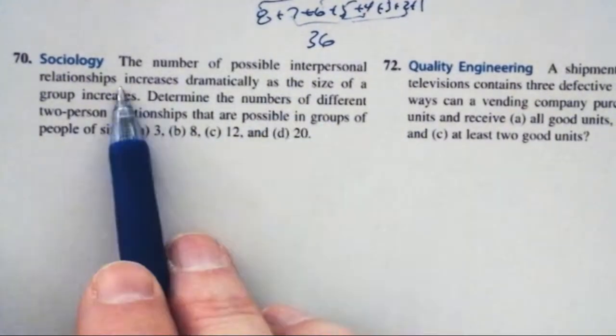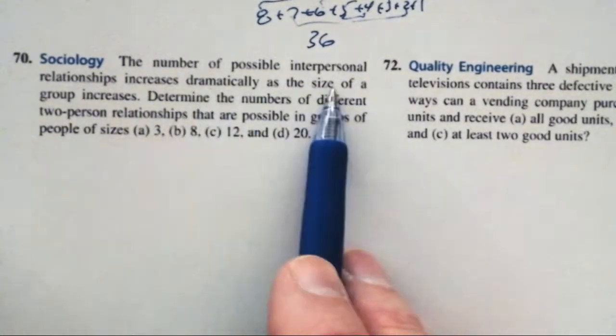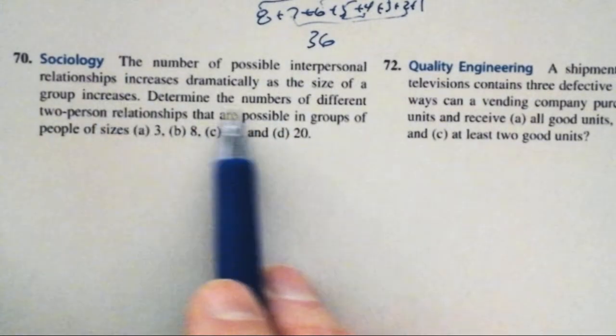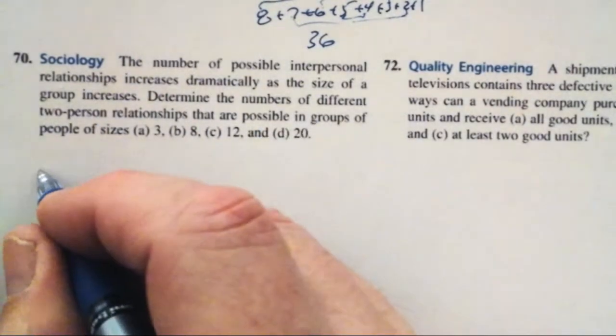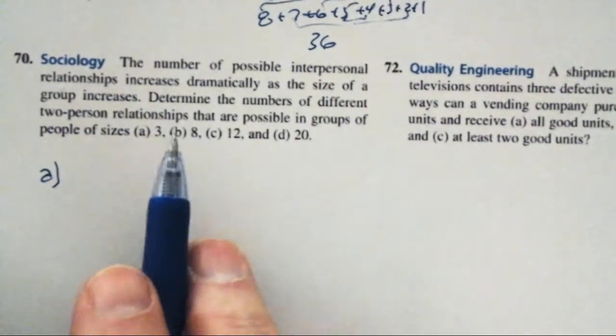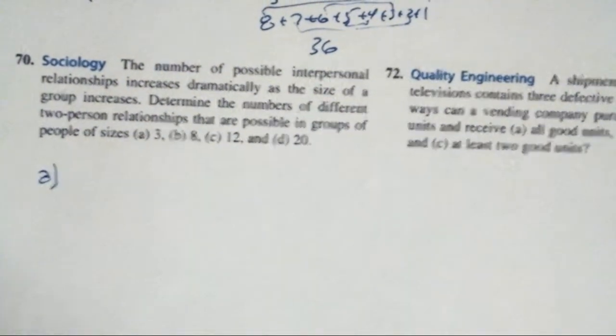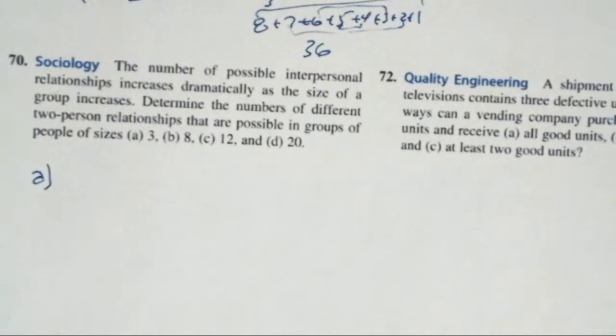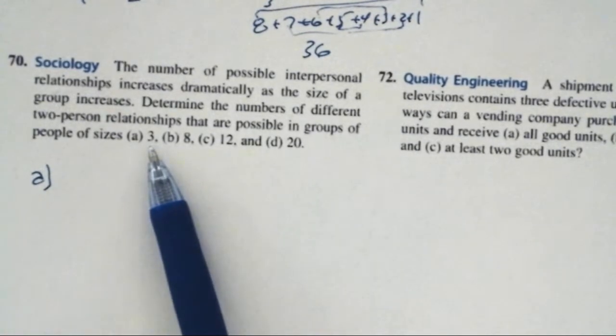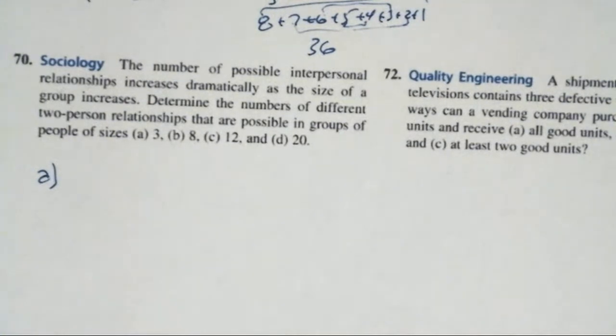I want to jump down to 70. The number of possible interpersonal relationships increases dramatically as the size of the group increases. Determine the number of different two-person relationships. Same exact problem. There's a famous handshake problem. We could say a handshake could just determine interpersonal relationships. How many unique handshakes can 3 people make? Well, A could shake B, B could shake C, and A could shake C.